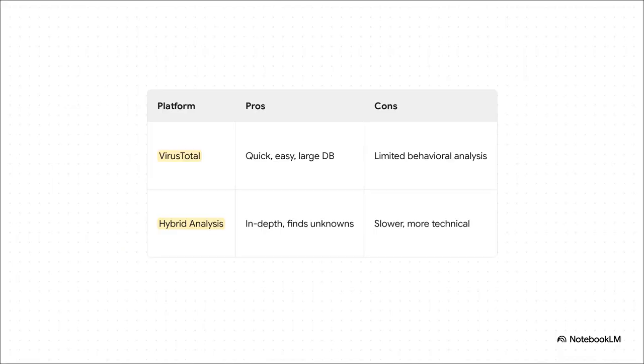The whole thing really boils down to this, doesn't it? VirusTotal gives you incredible speed, it's super easy to use, and you get the wisdom of a huge community. The downside? It might miss something brand new. Hybrid Analysis gives you that incredible deep dive power to catch those unknown threats, but it's slower, way more technical, and you need a sharp analyst to make sense of the results.